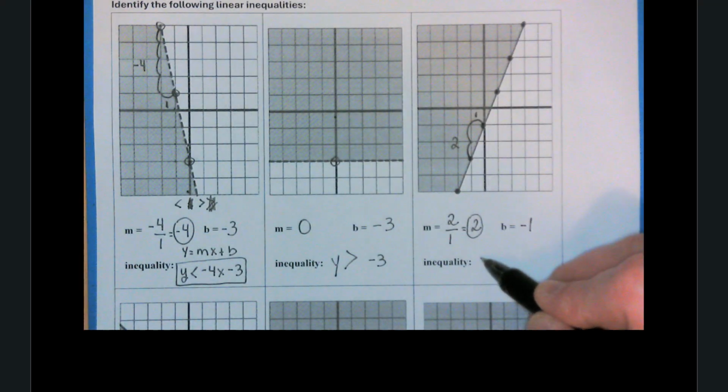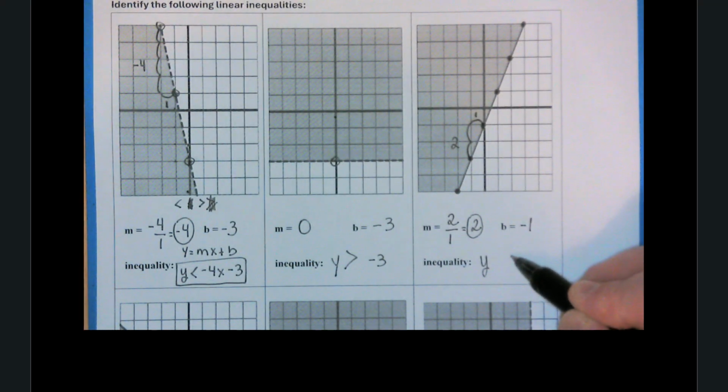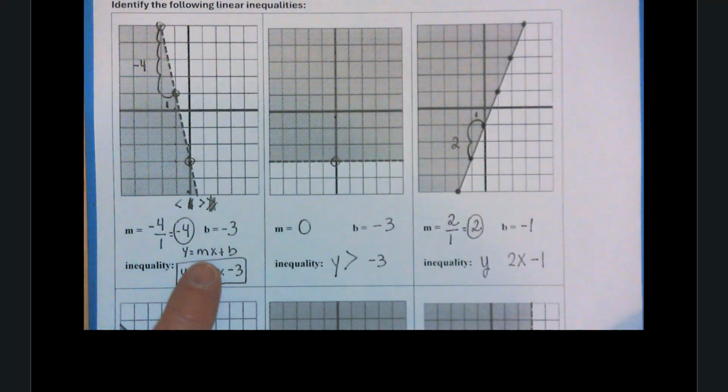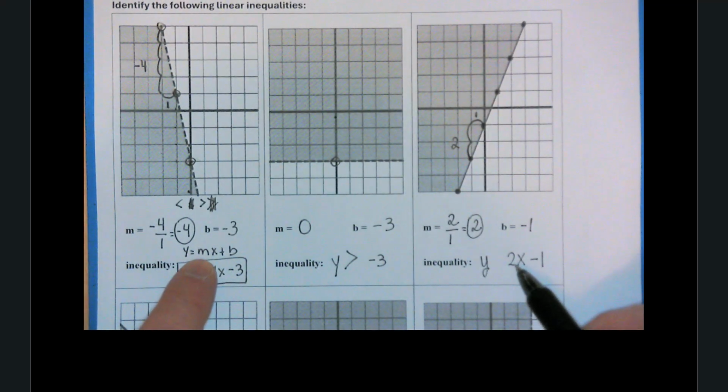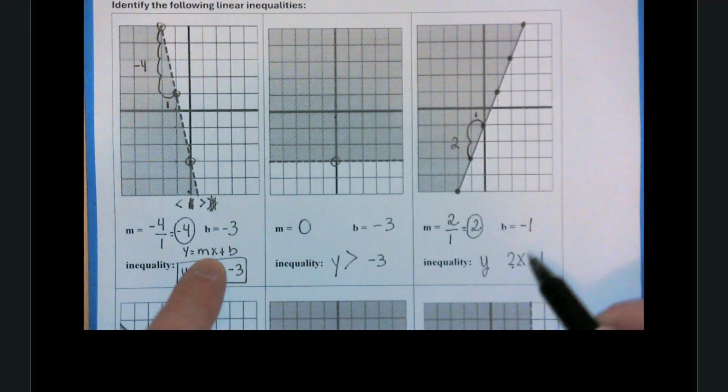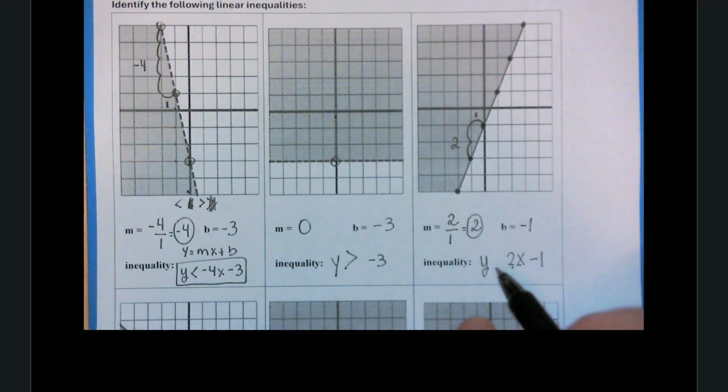So my inequality is going to be y, 2x minus 1. Remember, we're following this pattern, y equals mx plus b. The slope is 2x, and the y-intercept is negative 1. Now I need to decide on my inequality sign.